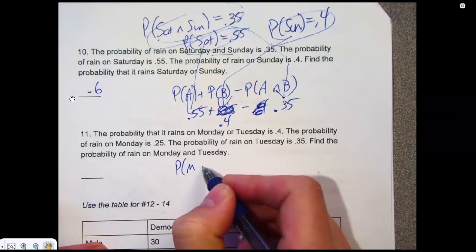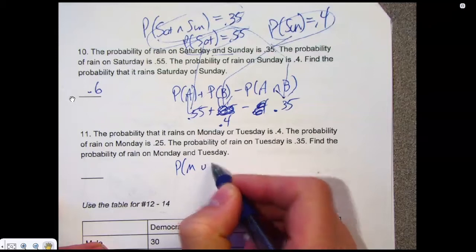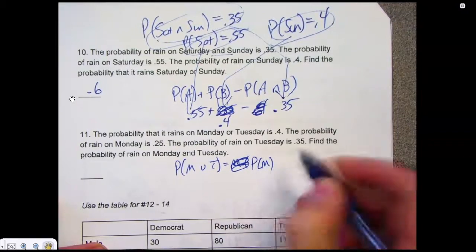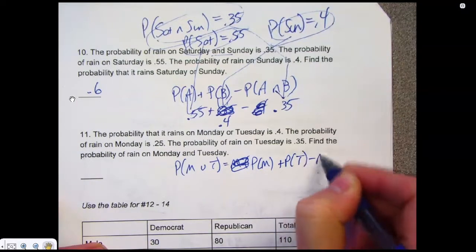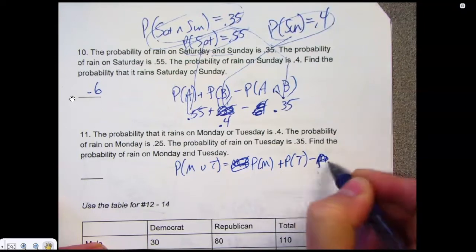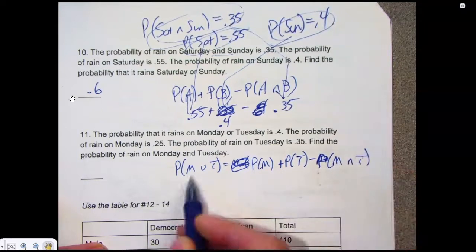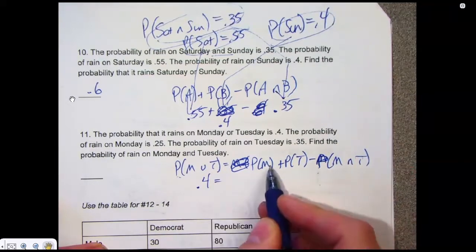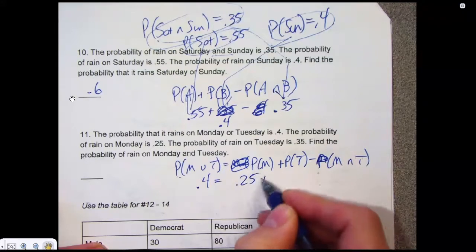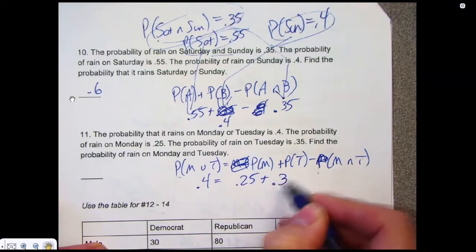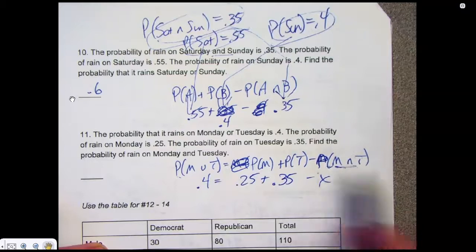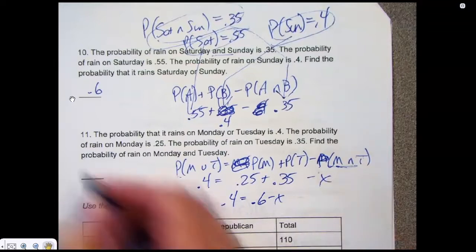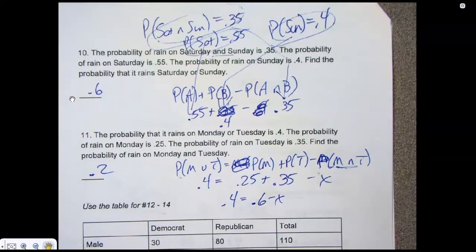11 is the same formula, but I kind of flipped it on you. This one's a little tougher. So the probability of Monday or Tuesday is the probability of Monday plus the probability of Tuesday minus the probability of Monday and Tuesday. So I gave you this, which you're not used to. So that's 0.4. The probability of Monday is 0.25. The probability of Tuesday is 0.35. And then this is like your x. You're looking for this variable. So you end up with 0.4 equals 0.6 minus x. So this must be 0.2 to make that work out.